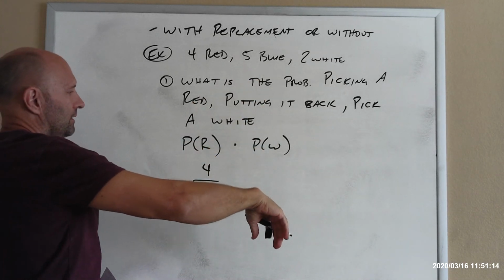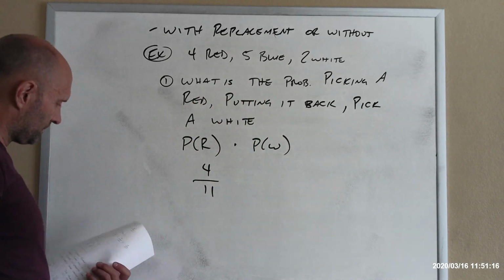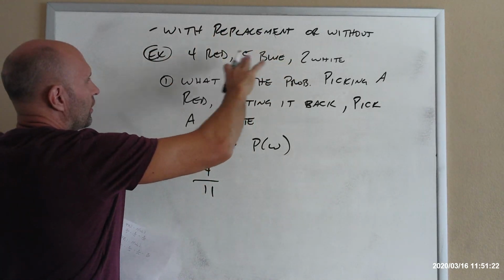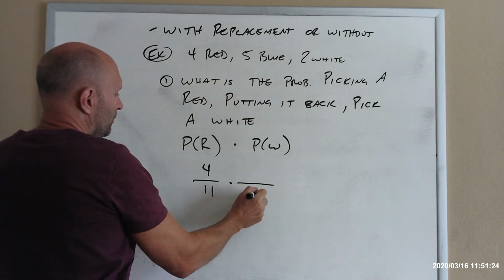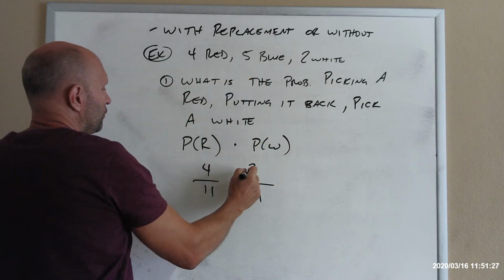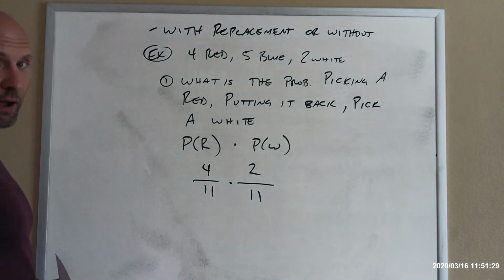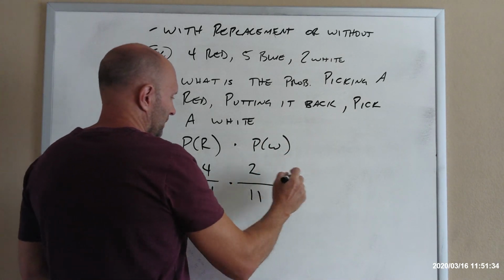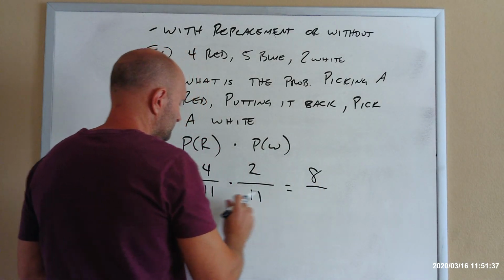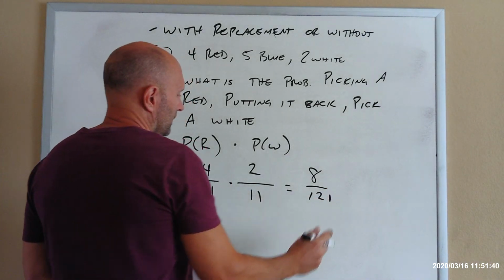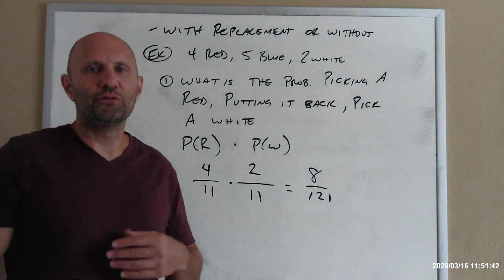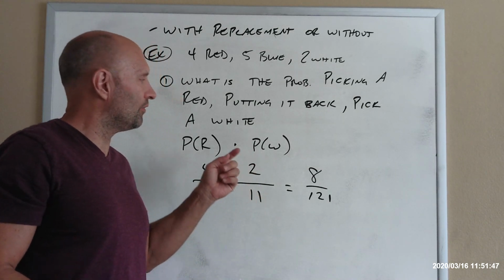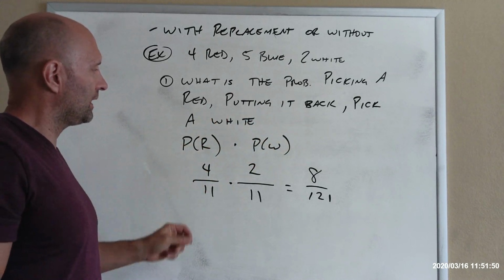Now I put it back. Now I want to pick a white. So now it's like we're starting all over. There's still 11 marbles in the jar, but now only 2 of them have the possibility of being a white. So we multiply 2 fractions, so we just multiply across. 4 times 2 is 8. 11 times 11 is 121. So there's an 8 out of 121 probability of picking a red, putting it back, and then picking a white.